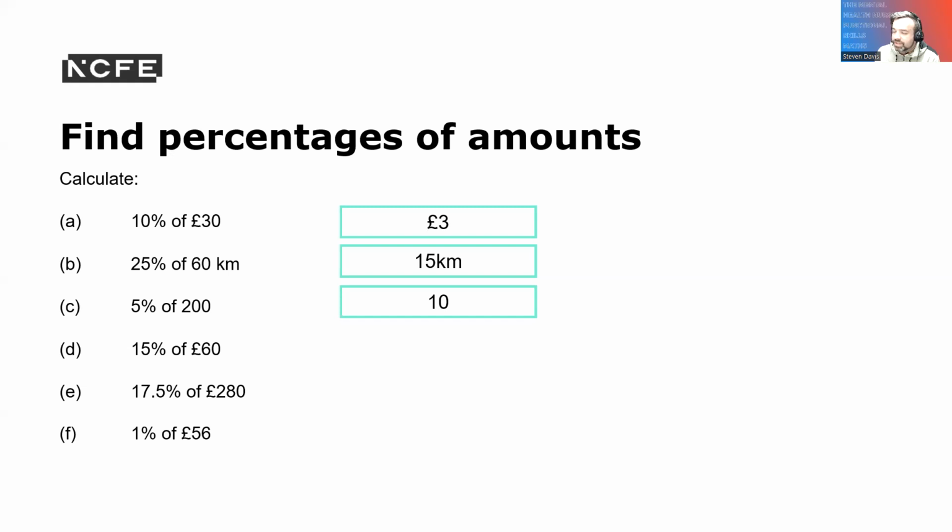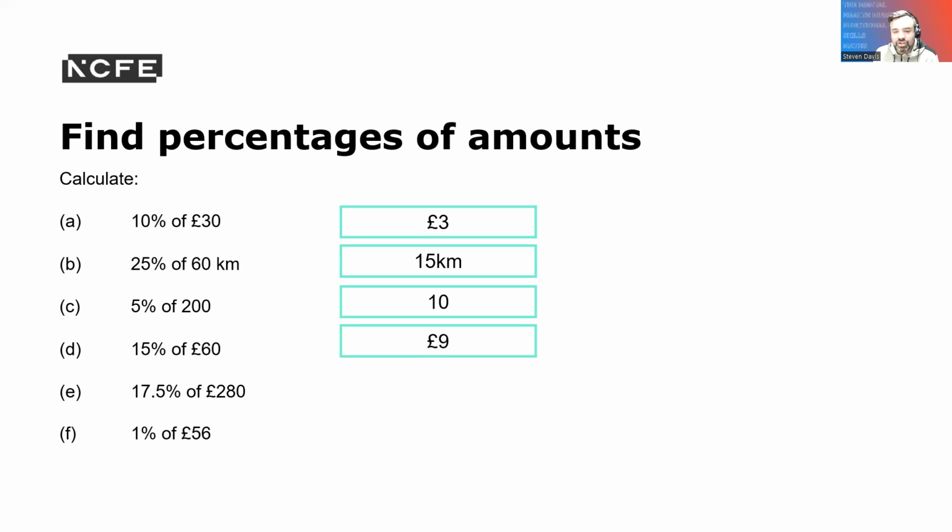So 15% of 60. So 10% of 60 is 6. Half that is 3. 6 plus 3: 6, 7, 8, 9. There we go. It's getting a bit tricky now, right?